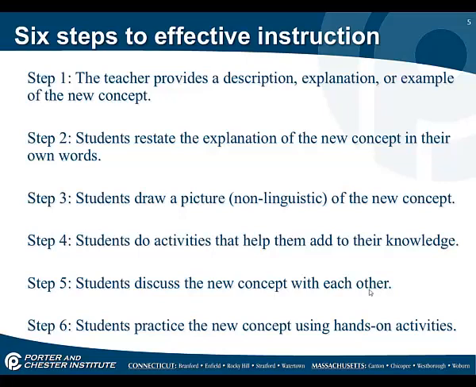Now, as you look at these 6 steps, I want you in the back of your mind to be thinking, what absolutely must be done in the classroom with the instructor involved, and what can be done by the student on their own? Again, what must the instructor be involved with, and what can be done by the student on their own?